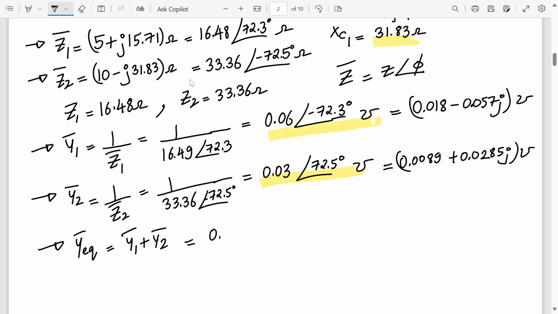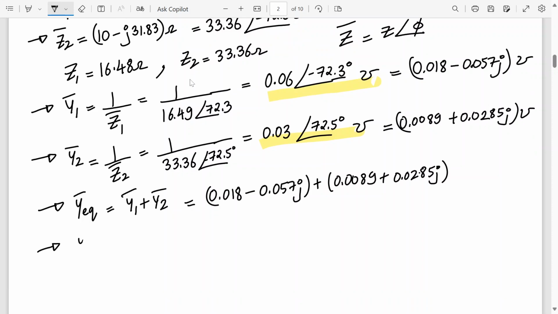Okay. Now we have to add these two quantities. So 0.018 minus 0.057J, this will be plus 0.0089 plus 0.0285J. Now add these two quantities. So you get 0.027 minus 0.0285J, right?